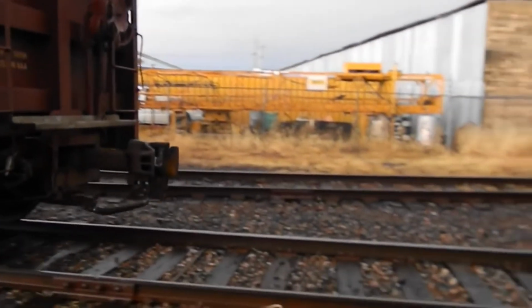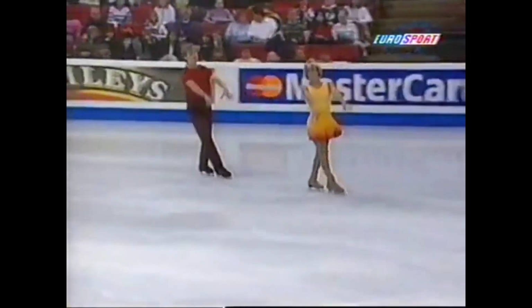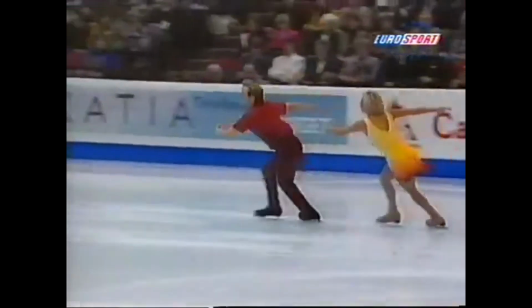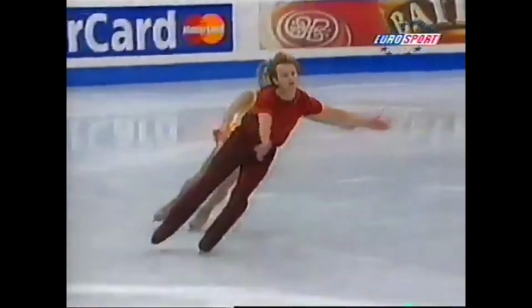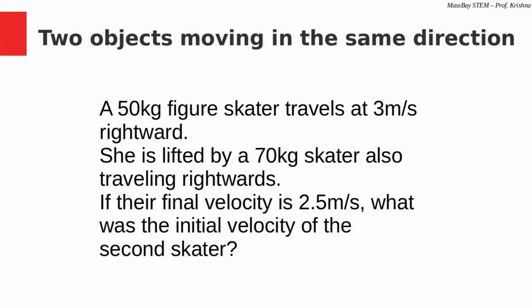In the previous example, one of the colliding objects was initially at rest. Another possibility is that the two colliding bodies are both initially in motion, like these two figure skaters. Consider this puzzle. A 50 kilogram figure skater travels at 3 meters per second rightward. She is lifted by a 70 kilogram skater who is also traveling rightward. If their final velocity is 2.5 meters per second, what was the initial velocity of the second skater?